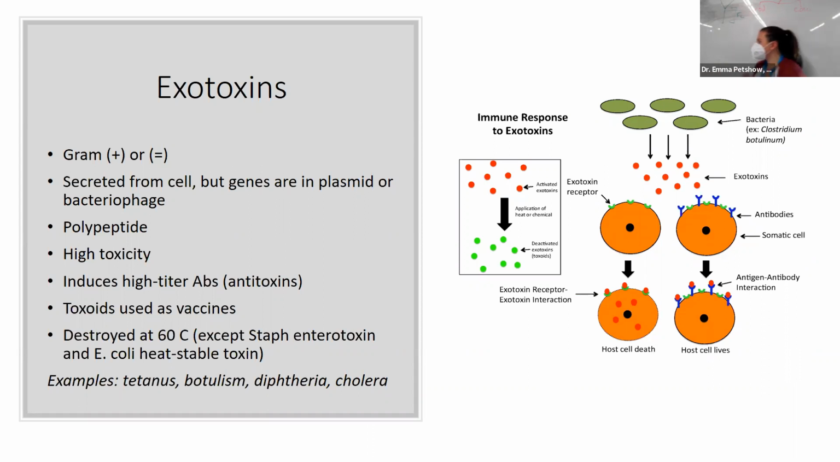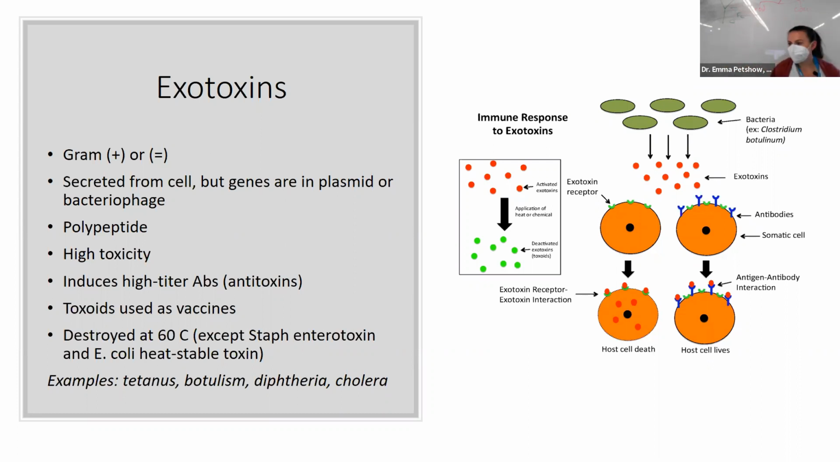And so then I want to spend a little time talking about exo and endotoxins, because this is also a common thing that will come up. They won't ask you about a specific bacteria, but they'll ask about a toxin associated with a bacterial illness. Yikes. So exotoxins are gram positives or gram negatives. They can occur on either or, so that's not a helpful differentiation pathway.